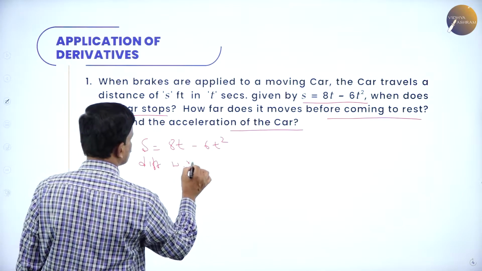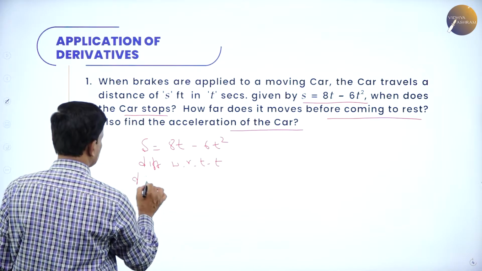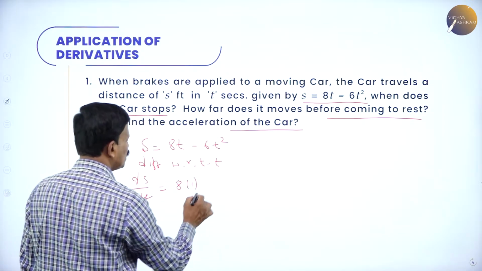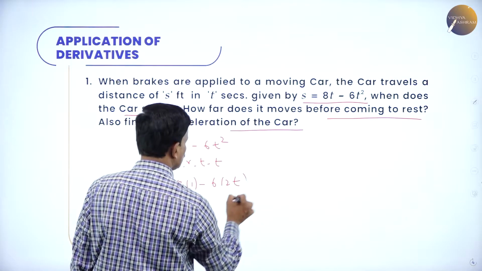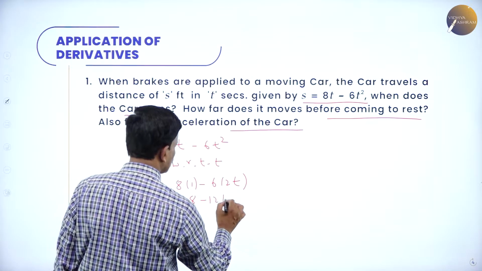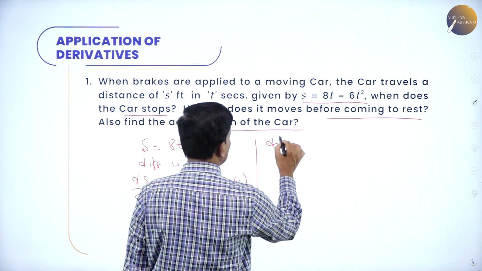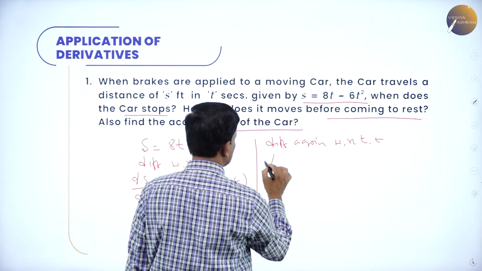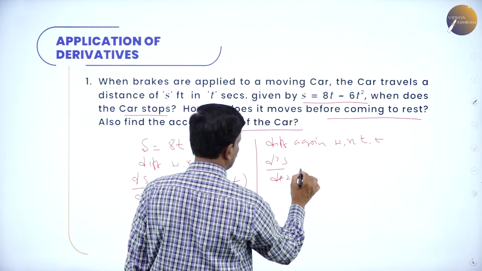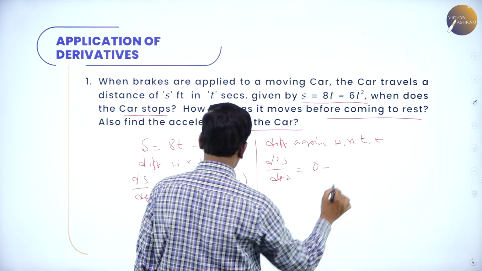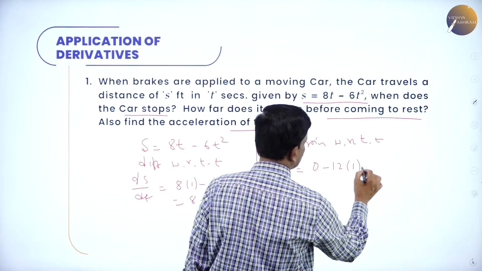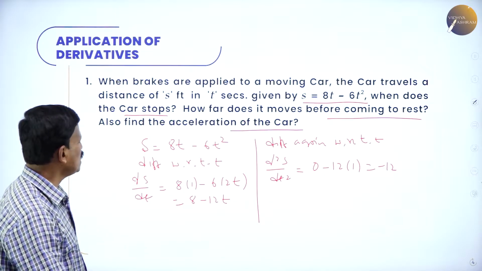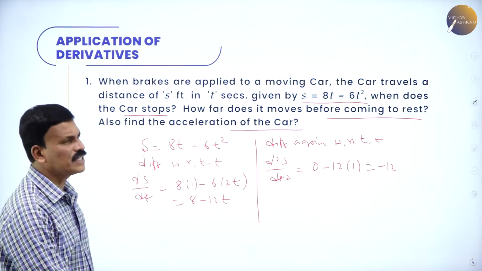Differentiating with respect to time t, ds by dt is equal to the differentiation of 8 into t, which is 1, minus 6 into t square, which is 2t. This is 8 minus 12t. Now differentiate again with respect to t. d square s by dt square is equal to the derivative of 8, a constant, which is 0, minus 12 into the derivative of t, which is 1. This is equal to minus 12. So the first derivative is 8 minus 12t and the second derivative is minus 12.